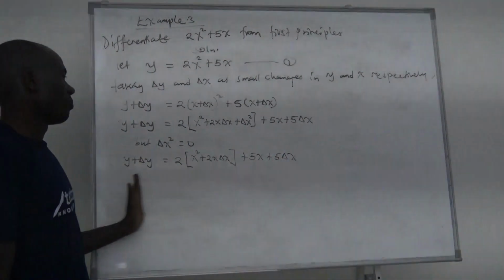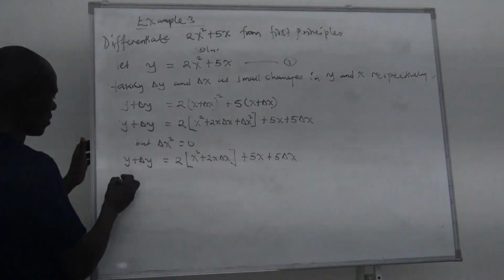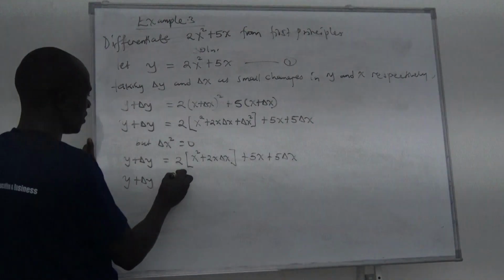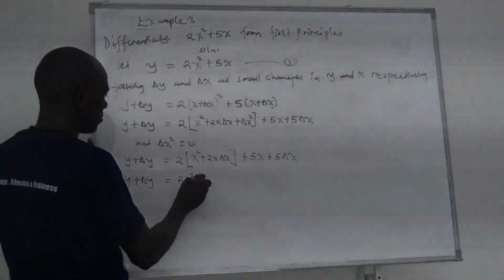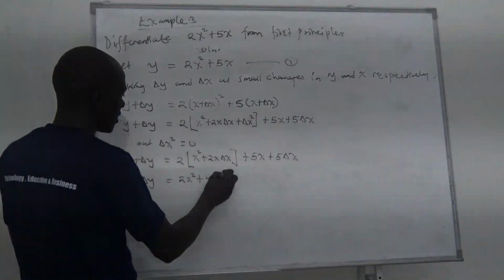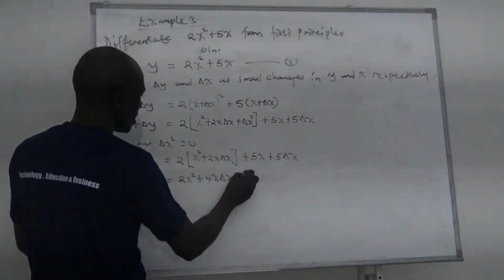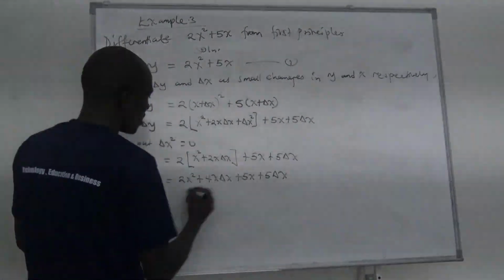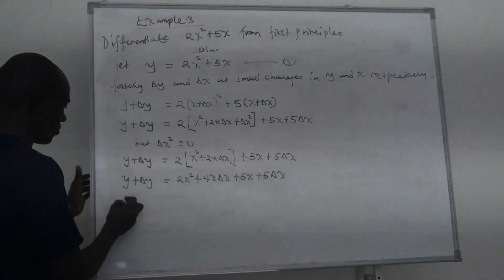Now, from there, push in. We are going to have y plus delta y equals 2x squared plus, this times this, what do you get? 4x delta x. Plus 5x plus 5 delta x. Can we correct terms? Yes, no problem.